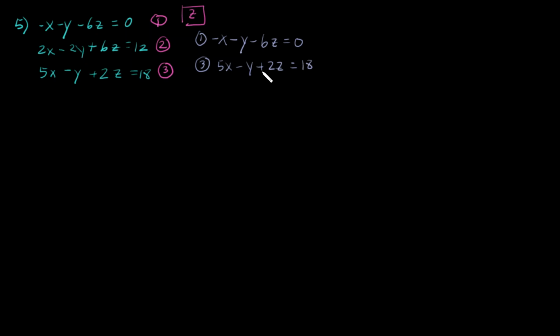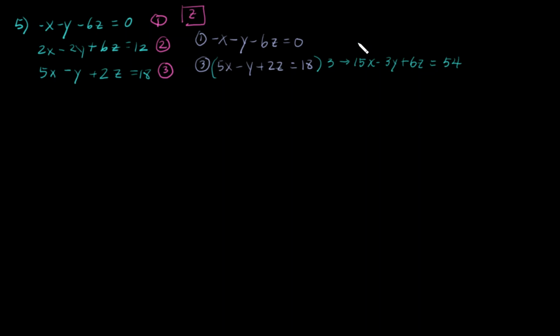Okay, when we put 1 and 3 together, I need to make this a 6, so I know that I have to multiply this entire equation by 3. Okay, so when I do that, I get 15x minus 3y plus 6z equals, I have an 18 times 3, which is 54.